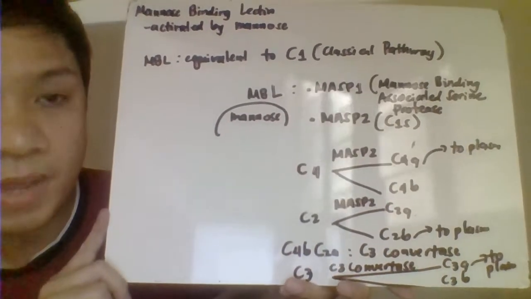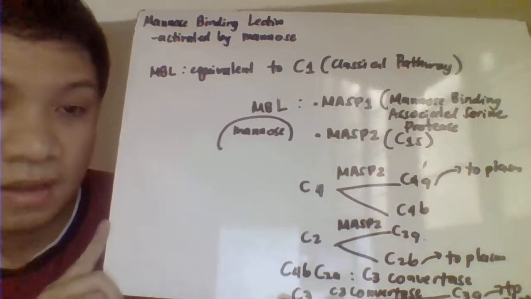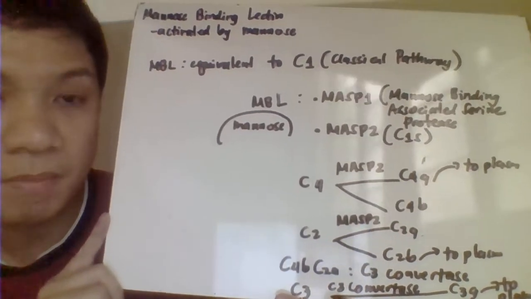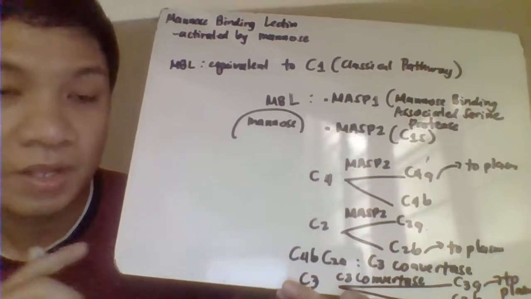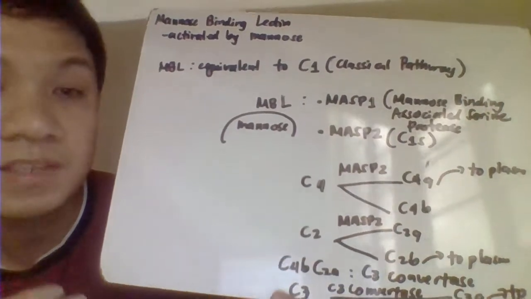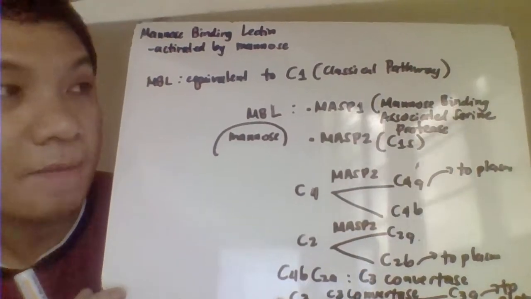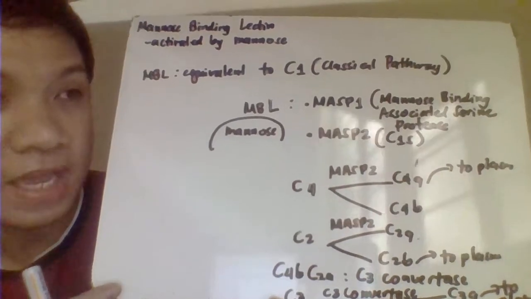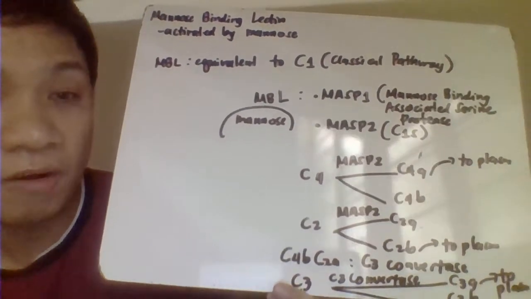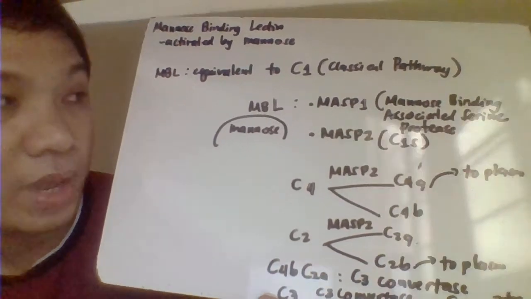Okay, the next pathway we have here is your mannose-binding lectin pathway. This is the pathway of our complement that is activated primarily by the presence of mannose as part of the component of the surface membrane of our pathogen. So what is activated for that would be the MBL, or mannose-binding lectin. The MBL would be equivalent to the C1 complex as part of the recognition unit in your classical pathway.